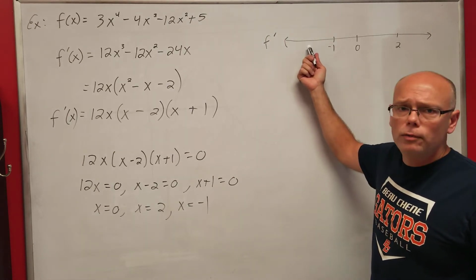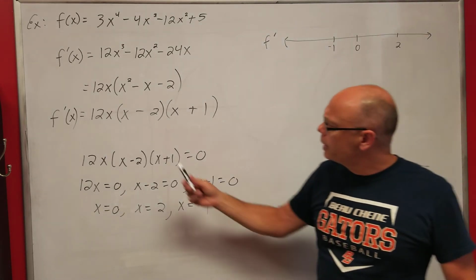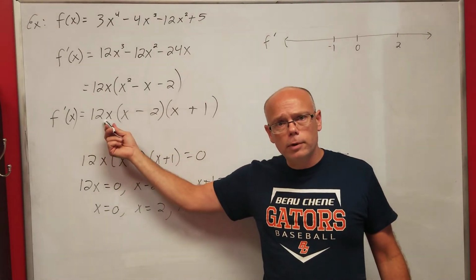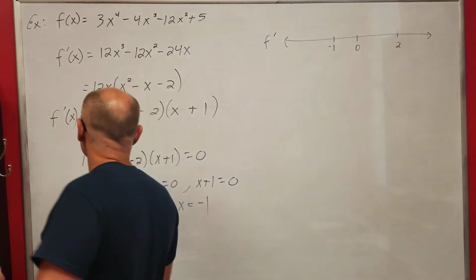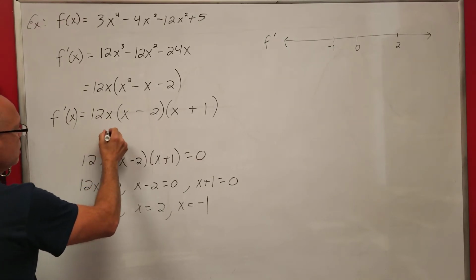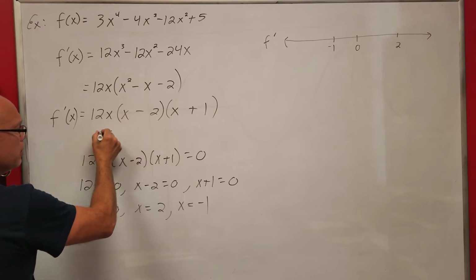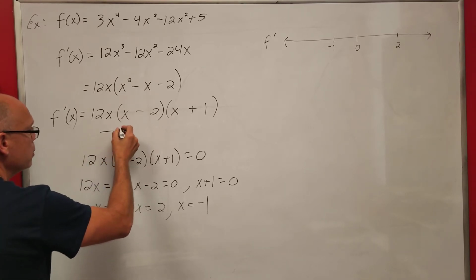Let's pick any old value in here. I'm going to pick negative 2. What if I run negative 2 through this derivative right here? Okay, evaluate this derivative at negative 2. 12 times negative 2 is what? Negative 24. So really, all I'm worried about is the sign here, okay? So that's negative 24, negative.